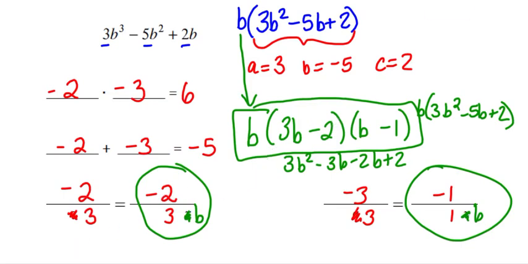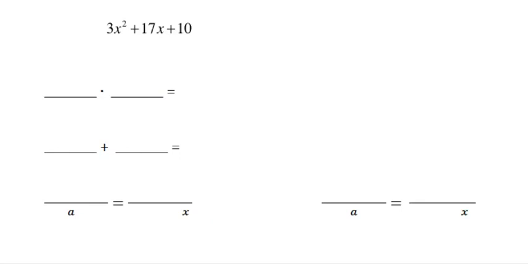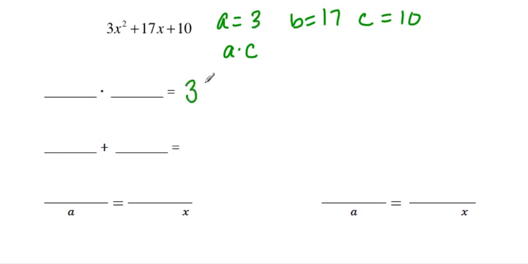Okay, so let's do one more. Alright, this one says 3x squared plus 17x plus 10. So 3, 17, and 10 do not have any GCFs. Your x squared term is not negative, so I'm just going to start the process. Your a is 3, your b is 17, and your c is 10. So you're going to multiply a times c. So a times c is 30. Once again, that number goes here, and your b is going to drop down to here.